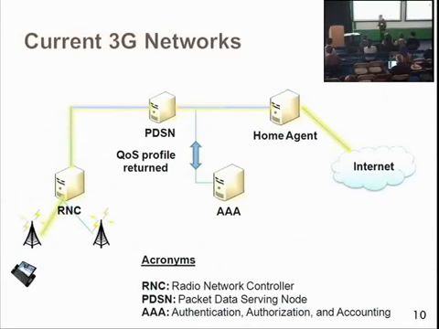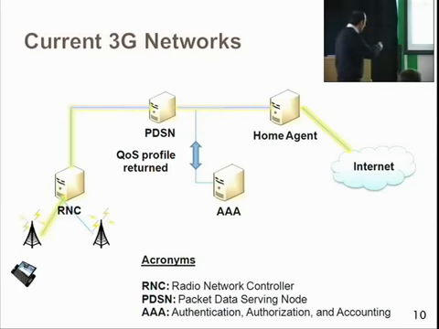To show a little bit about how the current 3G networks are arranged, our handset is basically connected to a base station. The base station is managed by a radio network controller. The radio network controller's traffic is forwarded to the packet data serving node, which forwards your traffic and tunnels it. And the PDSN basically is your first IP node. This is the first node that really talks IP. It's like your router, basically.